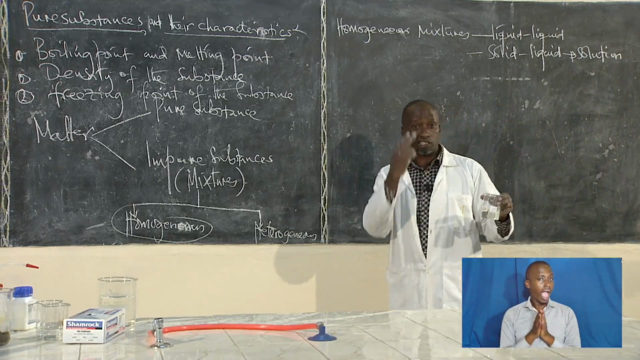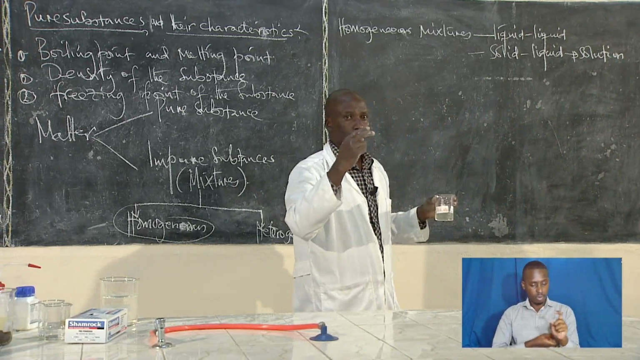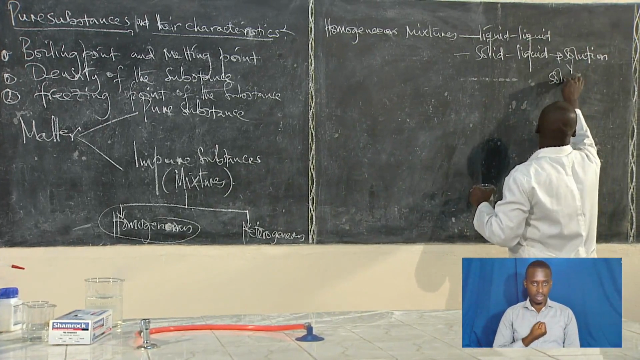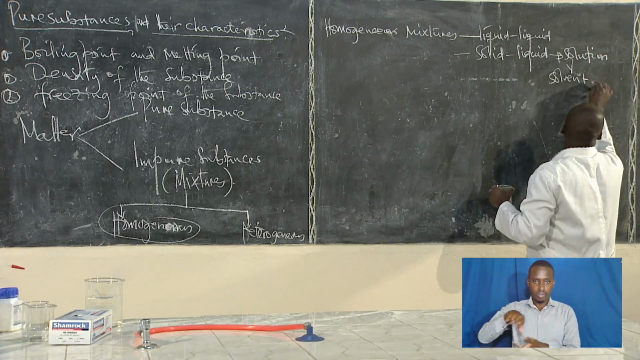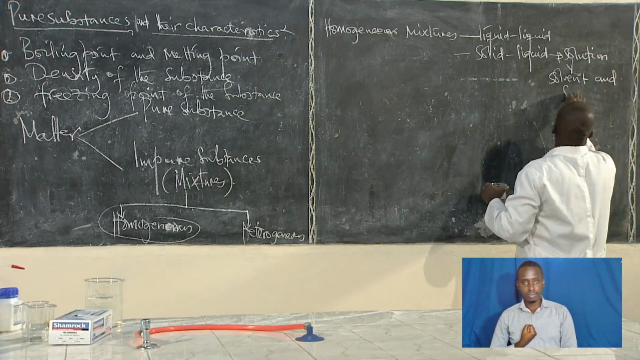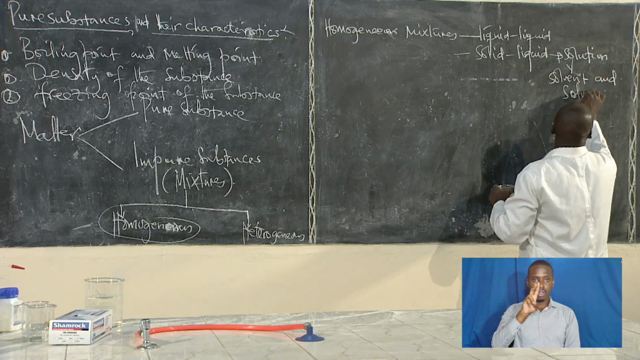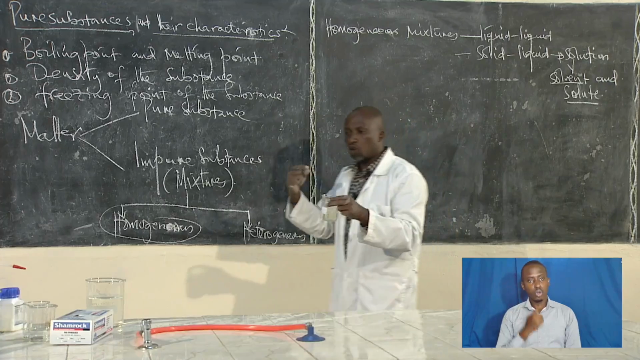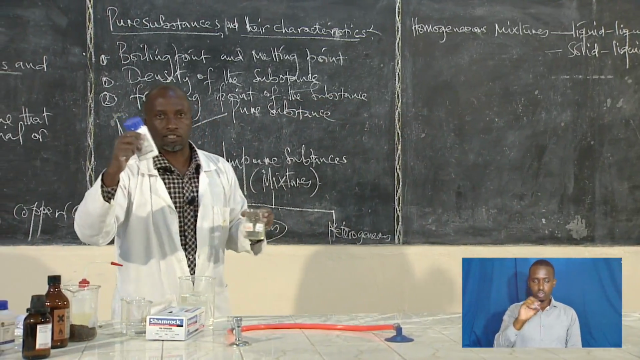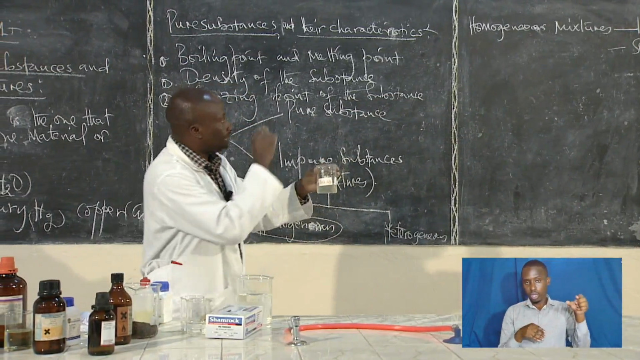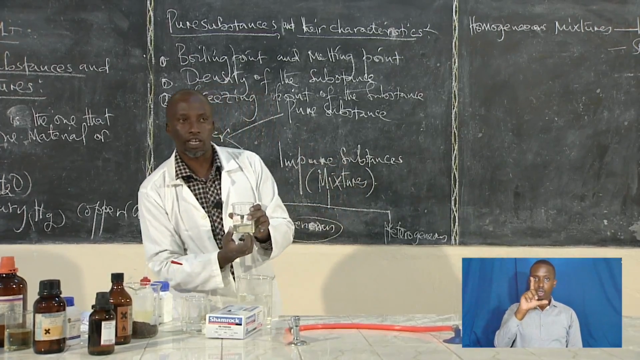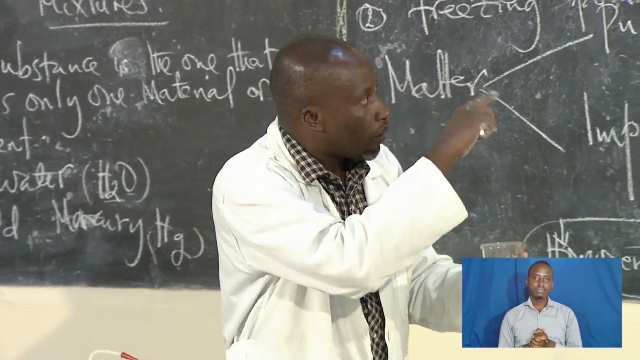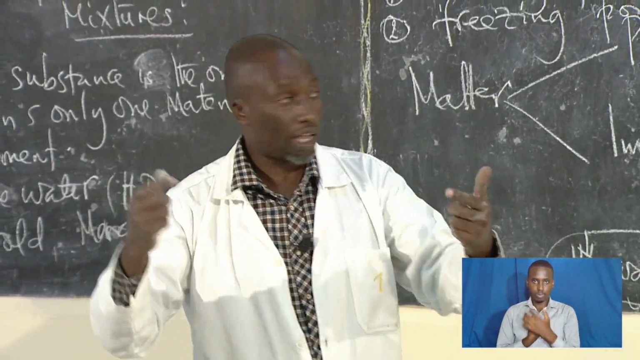And the solution is made up of two special components, where you have a solvent and a solute. You have solute and solvent. So the solute is this substance that we had put here. The solvent is the water that dissolved the solute. So that is also an example.